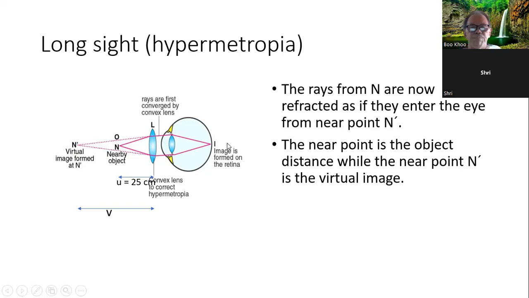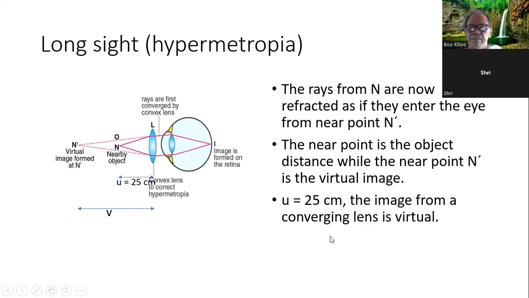The near point is the object distance. Right? That original normal eye near point is the object distance, while the near point N dash is a virtual image. Right? That's your virtual image here. So that is your image distance. So our object distance is 25 cm. The image from the converging lens is virtual.